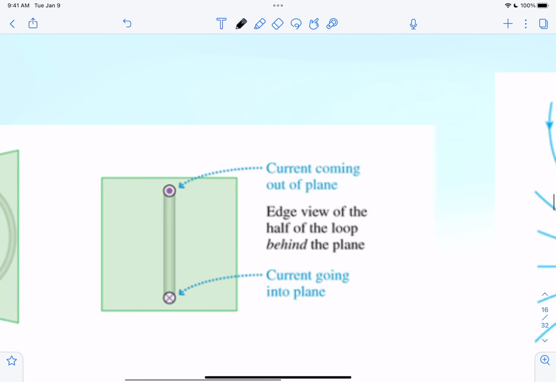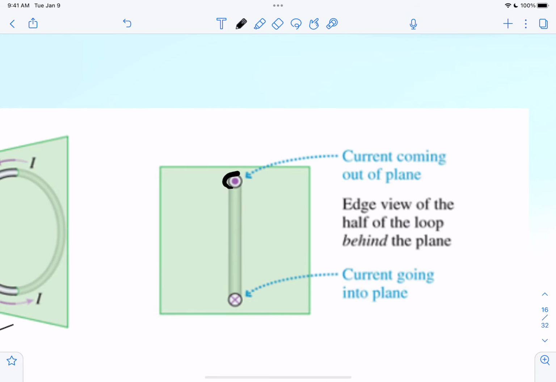Another way that they draw these circular loops is instead of just having a loop like that, they might draw it as a straight wire like this. And so what they want you to realize is that they have this circle with a dot in the middle, that means it's pointing out of the page here, and a circle with the X in the middle, that means into the page.